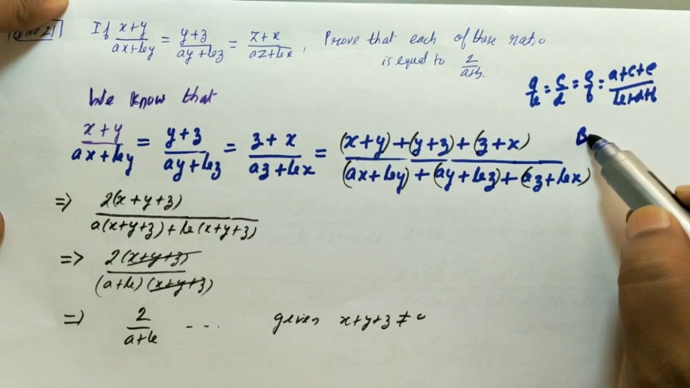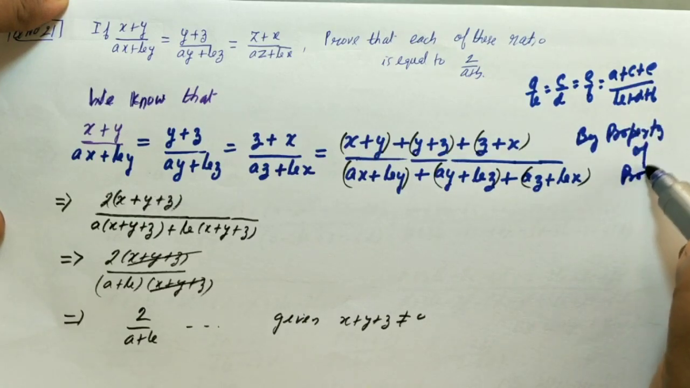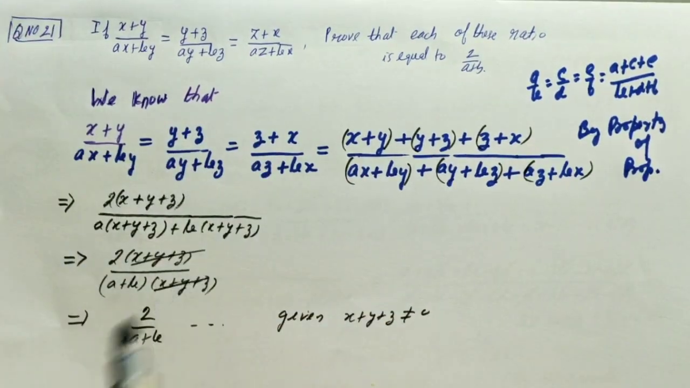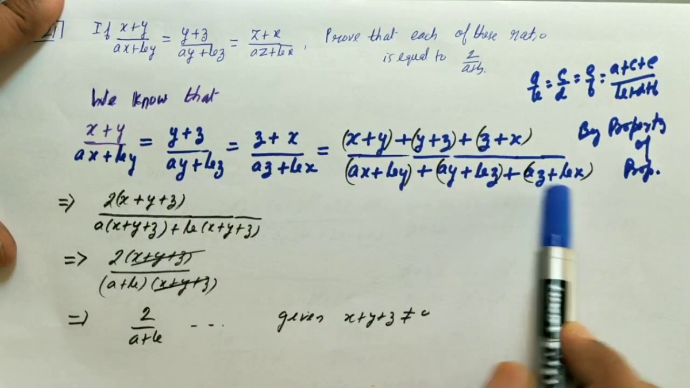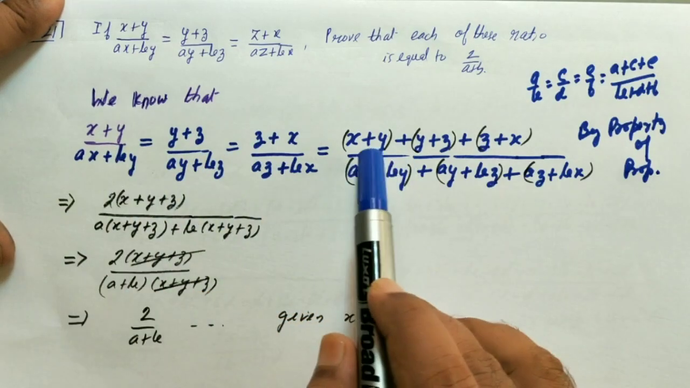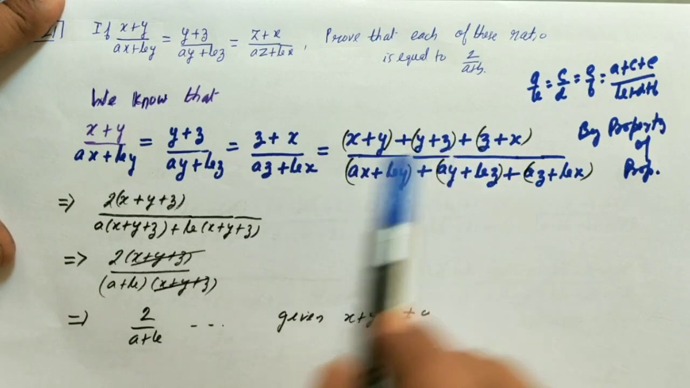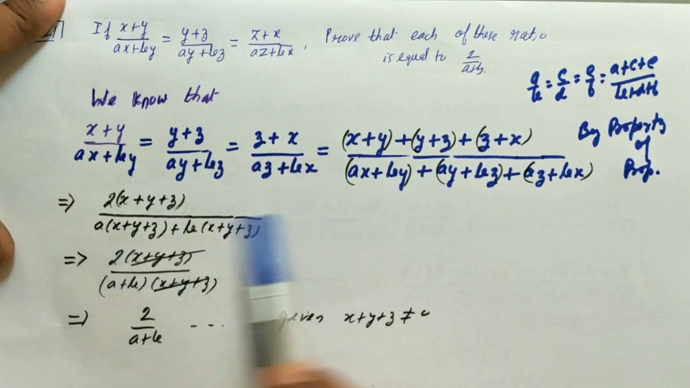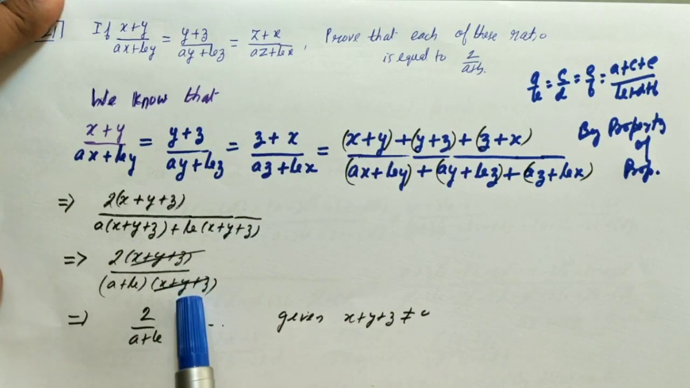By property of proportion, so here see, I've added this plus this plus this. I get this, and this plus this plus this is equal to this. So this ratio is equal to the ratio of this, equal to the ratio of this, equal to the ratio of this. X plus x, 2x, y plus y, 2y, z plus z, 2z. So 2 common. Here a common (x plus y plus z), b common (x plus y plus z). (x plus y plus z) is common here.